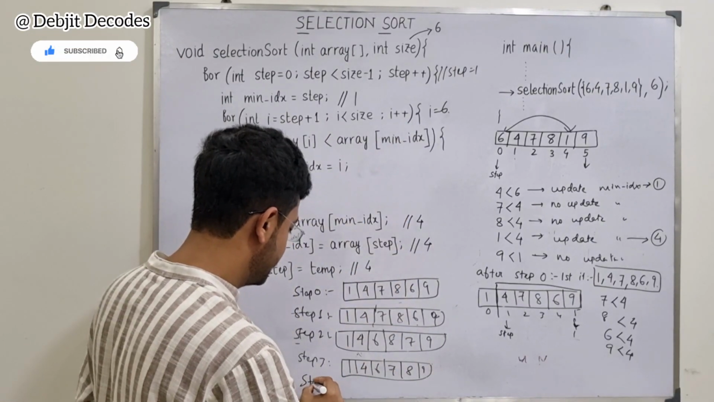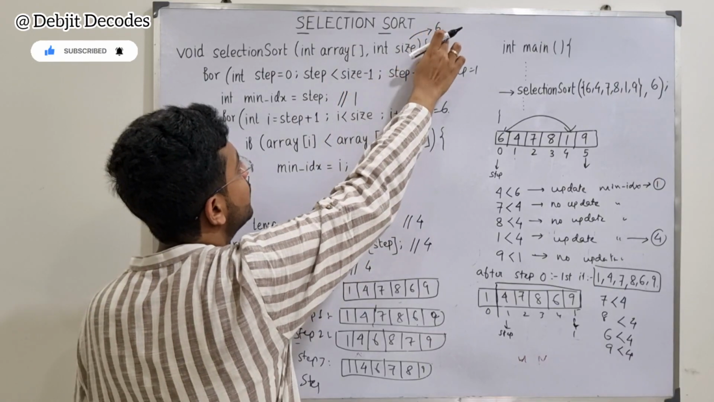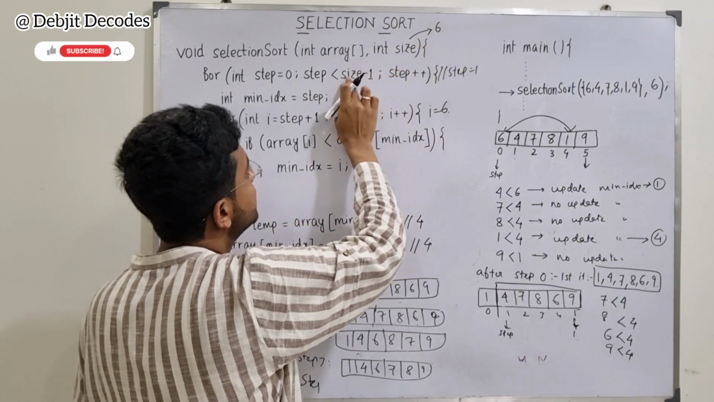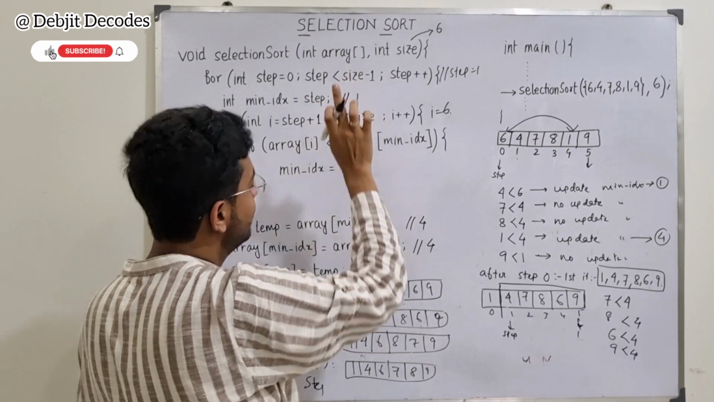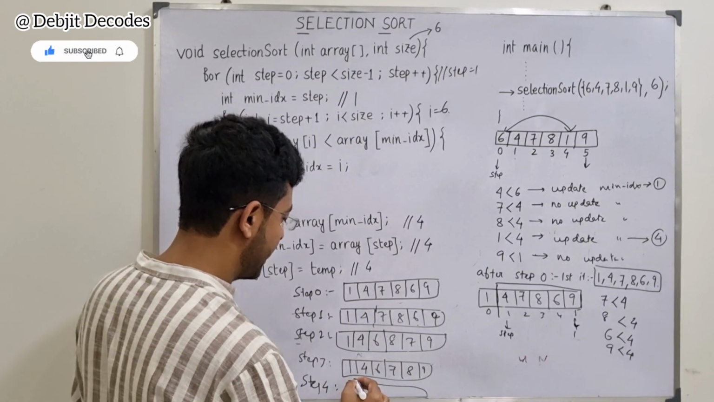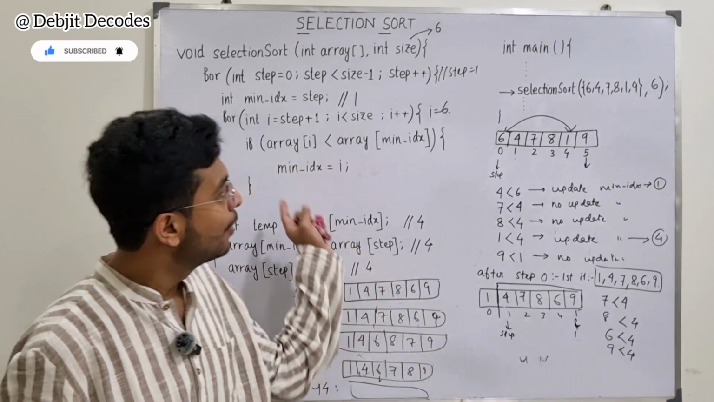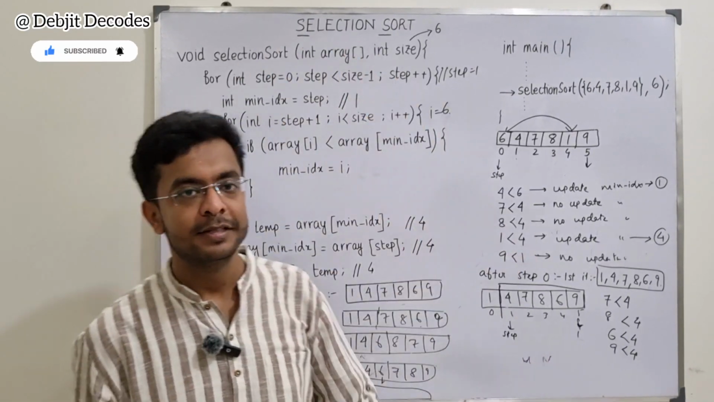So you can see how many times the step is running: size minus 1. What is the value of size? 6. So 6 minus 1 is 5. So it will be running until step 4. After step 4, this will be the array, this will be the array only. So this is already sorted. That's how this particular selection sort runs.